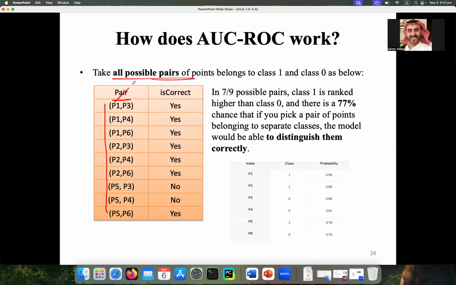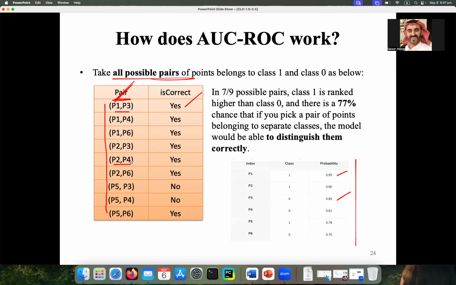If the first point in this pair has the higher probability, then you can write yes here. And if the first point does not have the higher probability, then you can write no there. Okay, so that data is repeated here. And now P1, P3. This is P1, this is P3. So the first one is higher, yes.